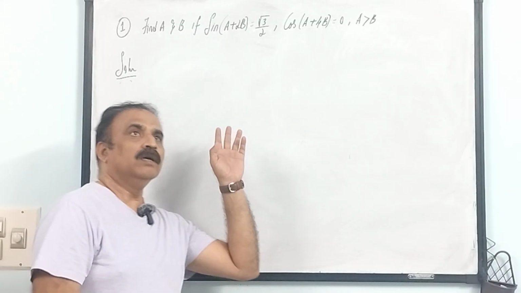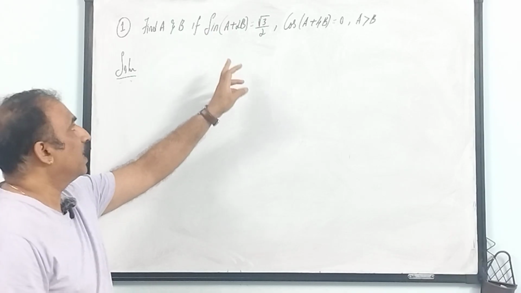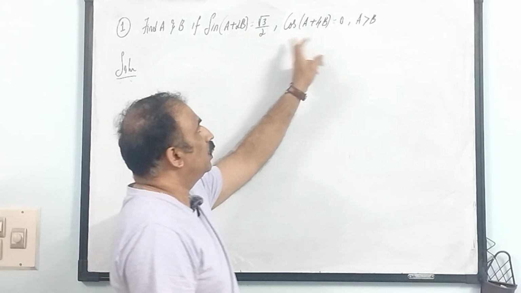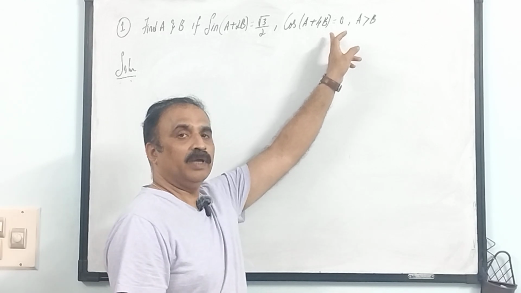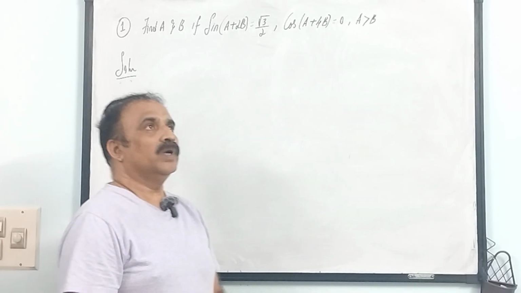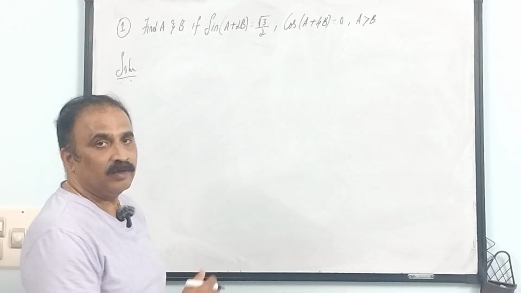I've got one problem here. You have to find A and B, where A and B are acute angles. Sine of A plus 2B equals root 3 by 2 and cos of A plus 4B equal to 0, where A is greater than B. Now two conditions are given. Under those conditions you have to find A and B values.